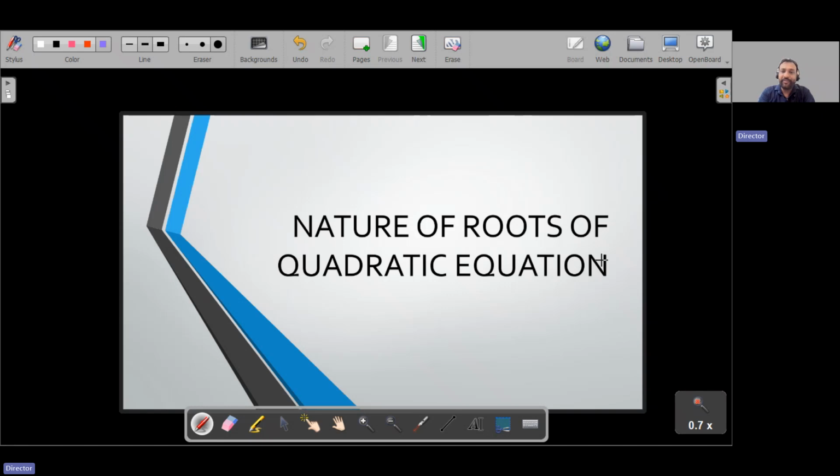So in today's session we are going to talk about the nature of roots of a quadratic equation. As you know, in the previous session we started the quadratic equation. Before going further to the nature of roots, let us discuss some concepts of the previous session that we have already studied.